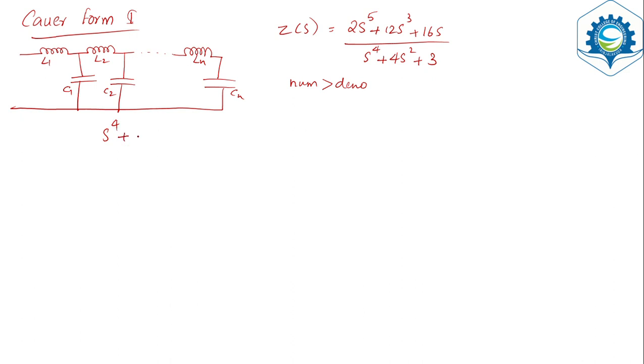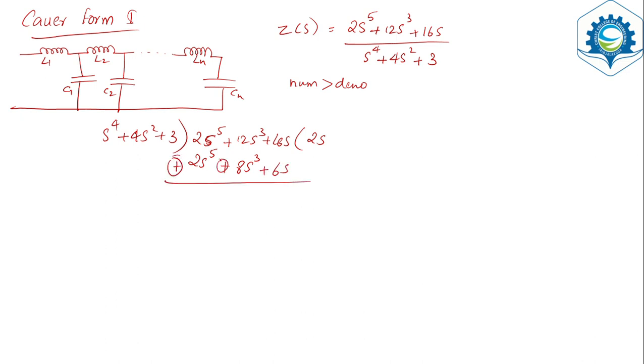So you have S raised to 4 plus 4S square plus 3, and we are going to carry out the continued division into S raised to 5 plus 12S cube plus 16S. What should we multiply with S raised to 4 in order to obtain S raised to 5? You have to multiply 2S. So you have 2S raised to 5 plus 8S cube plus 6S, and you just subtract the whole thing. Here you're going to get 4S cube plus 10S.